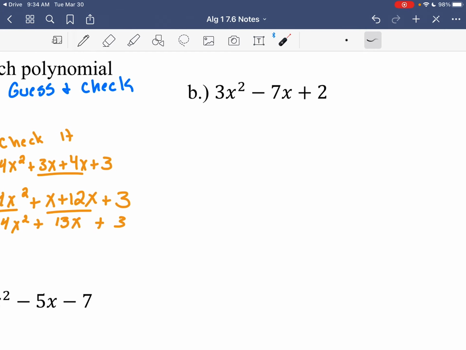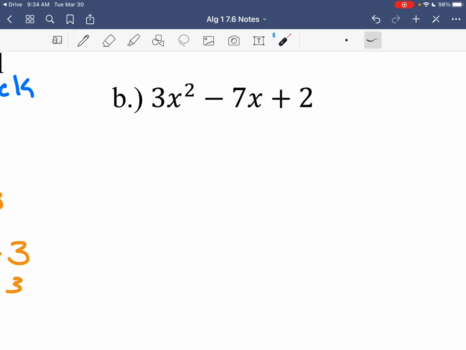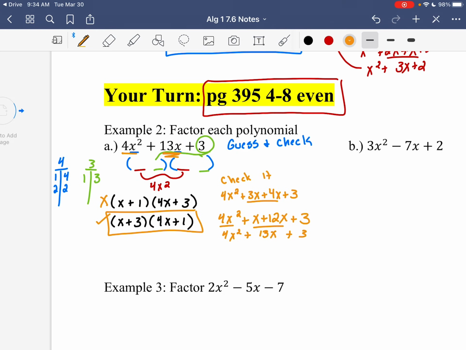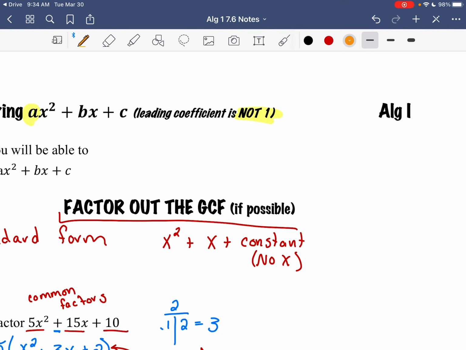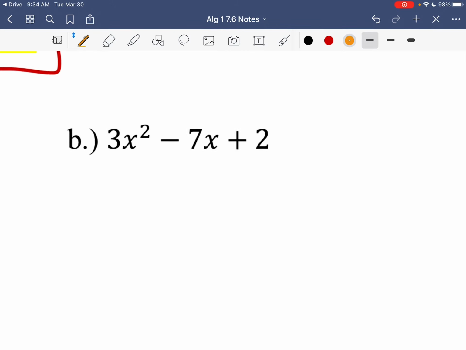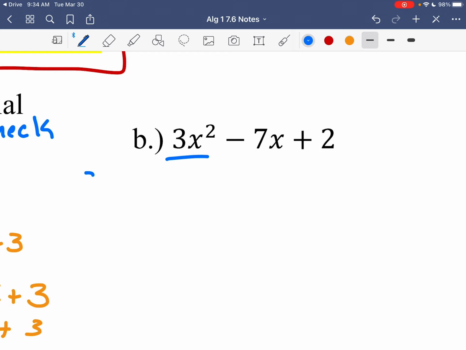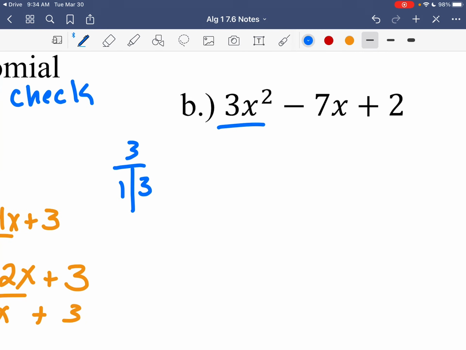All right, so next one. Again, the first terms need to multiply to give you, let's stick with the same colors here. Okay, so here we want to multiply to get 3x squared. So we want multiples of 3. Well, that's nice, that's just 1 and 3. And then we want multiples of 2.